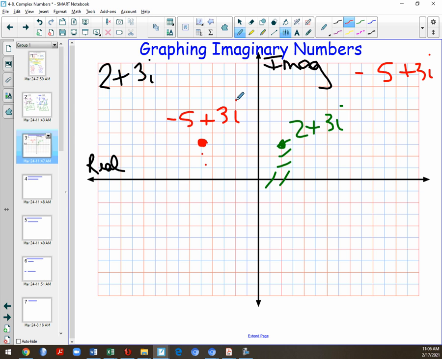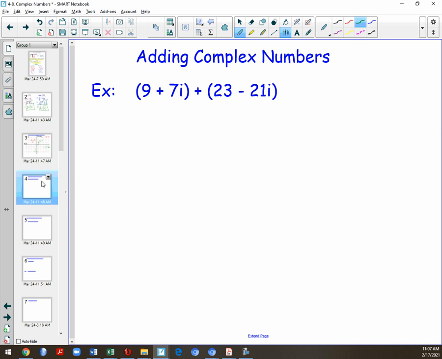Okay. If I wanted to graph, let's say -2 minus 6i, I'm going to go over -2, and I'm going to go down 6 to put me right here. -2 minus 6i. So that's really simple how to graph it. But let's go ahead and add them.